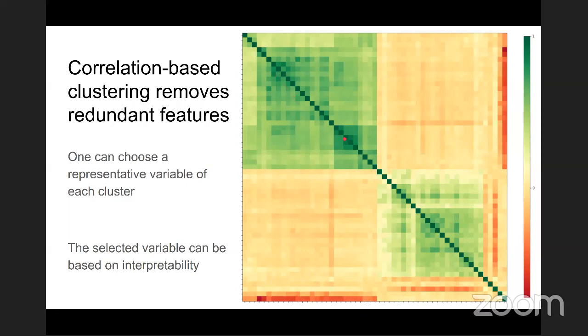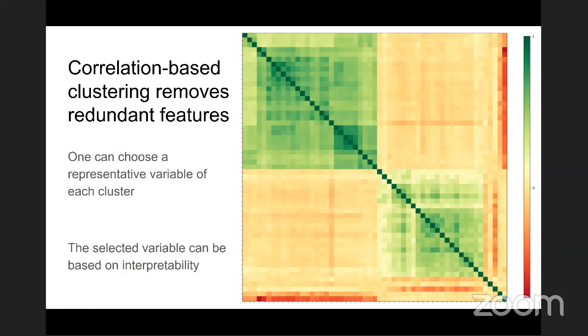Or look at this one, for example, this block of 2. This is highly correlated. This block of 2 is highly correlated. So when you see such blocks, these are redundant features. You can use only one of them and you'll be fine.